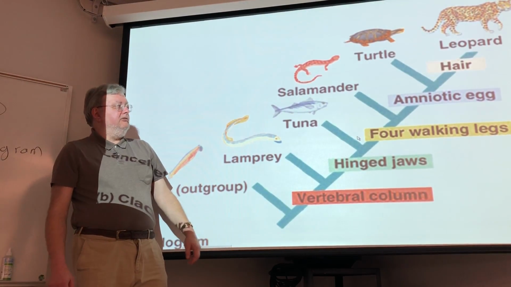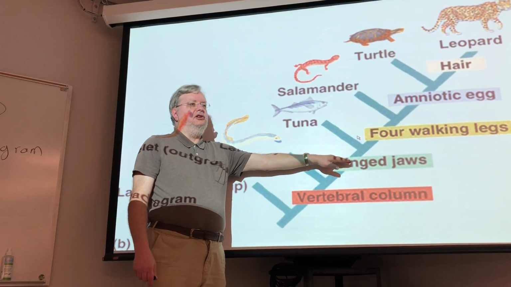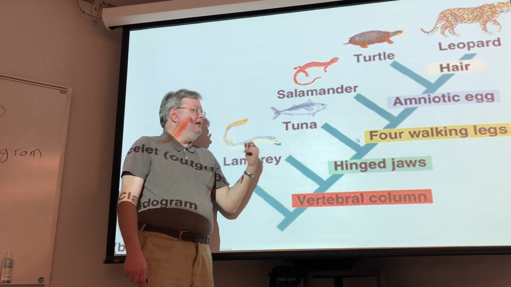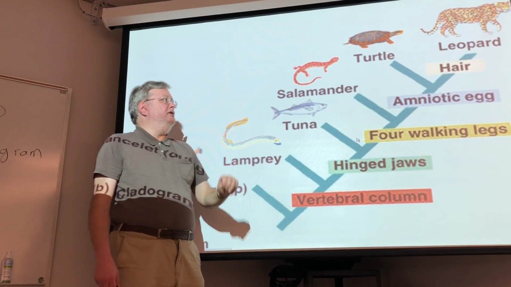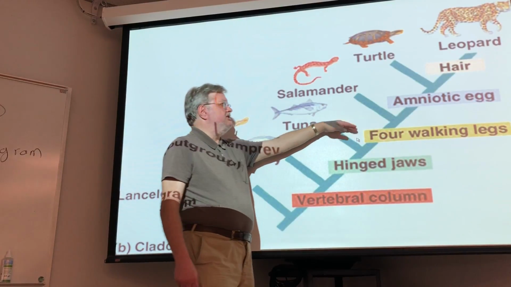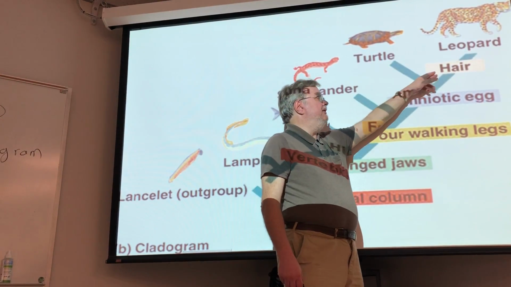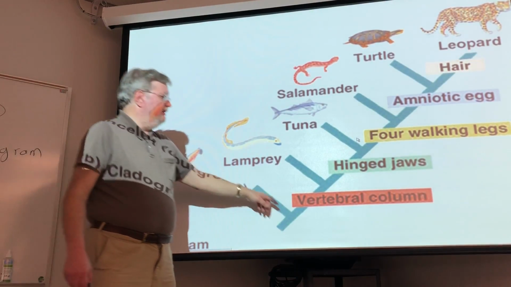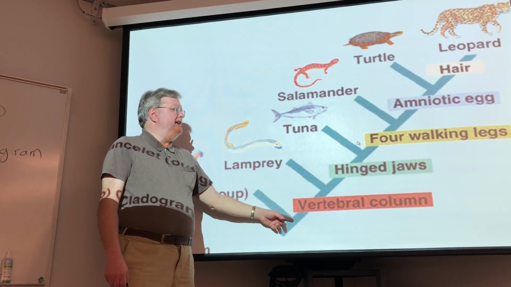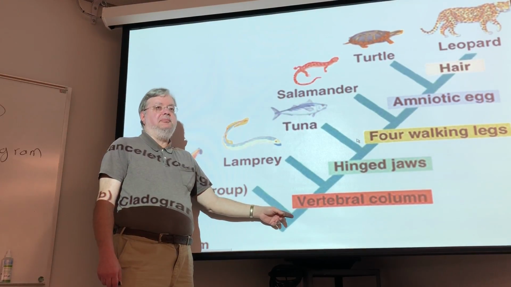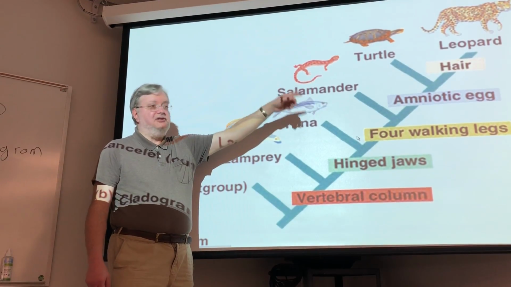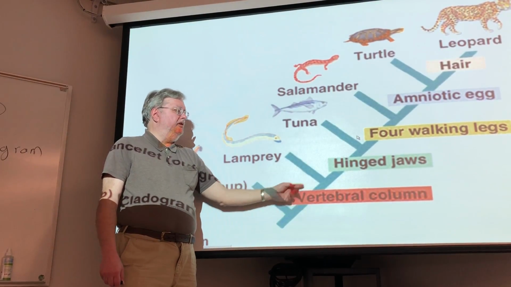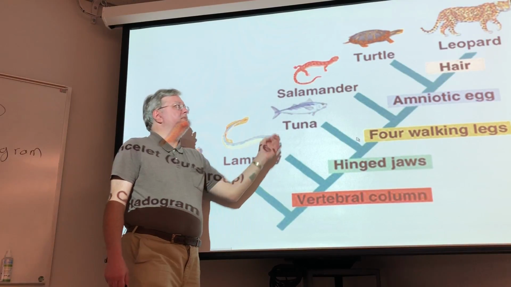On the other hand, and we can continue on up here, we see hinged jaws. Hinged jaws do separate lampreys, which have a circular mouth, from all the other fish and others. Of course, we can do this at each stage. So let's go up to the top here. Hair is certainly an apomorphy of this clade, but it's not a synapomorphy of vertebrates. It's an apomorphy of vertebrates because it is a transition that occurred after vertebrates, but it's not a synapomorphy of vertebrates because not all vertebrates have it anyway.